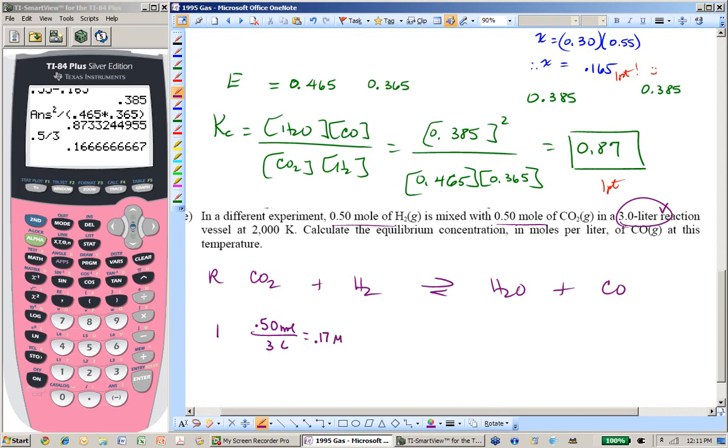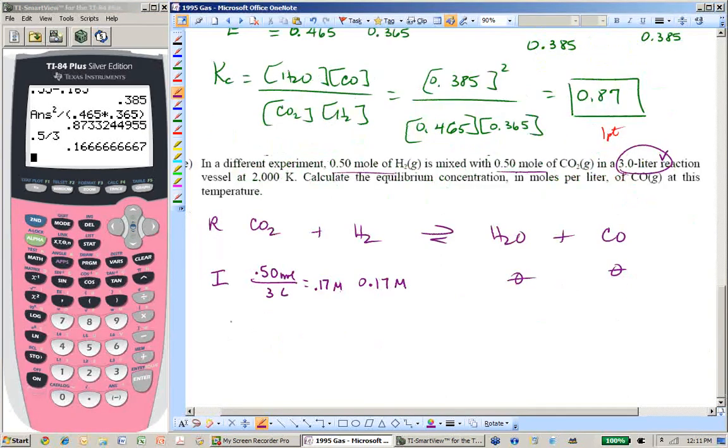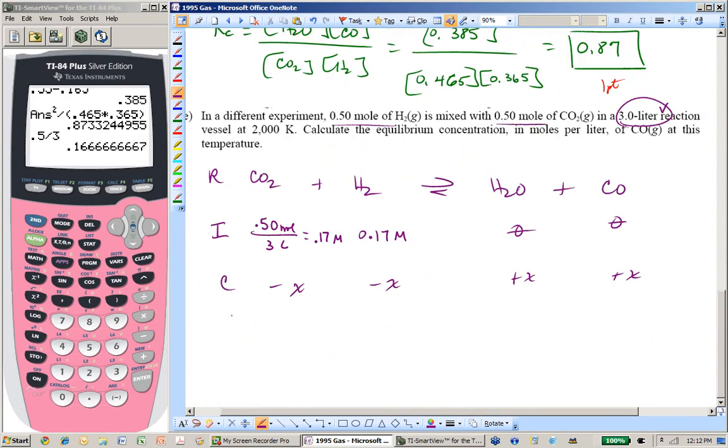So that's my I. So what does that mean? They gave me the same amount of H2 and CO2, so I figured that out once, so that's still 0.17 molar. None and none. So what's going to happen now? I'm going to lose some, make some, all the same because it's 1 to 1 to 1 to 1 stoichiometry. E in terms of x is now 0.17 minus x, 0.17 minus x, x, and x. I'm adding these two lines together. 0.17 plus a minus x is 0.17 minus x. 0 plus x is x, 0 plus x is x.